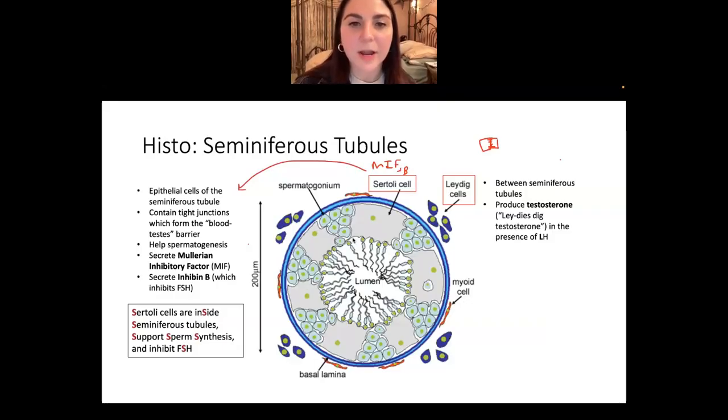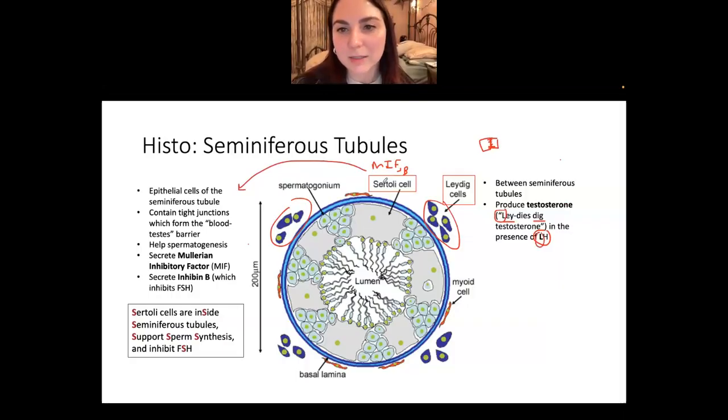The Leydig cells, on the other hand, are not directly within the seminiferous tubules. They're in between, so that's these guys here, on the outskirts. These are producing testosterone. So these are your testosterone producers. How people remember that is "the ladies dig testosterone." Just so silly, but it works. So ladies dig testosterone because Leydig cells make testosterone in the presence of LH.